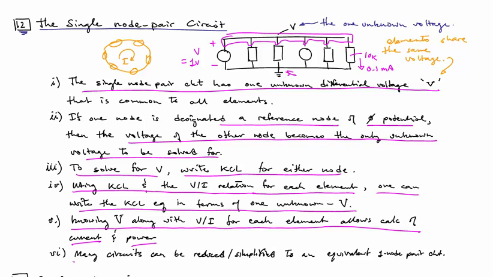And lastly, we want to point out that many circuits can be reduced or simplified to an equivalent one node pair circuit, even though they're not initially a single node pair circuit, just as we saw for the single loop circuits.